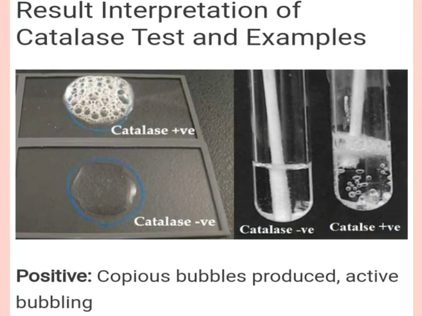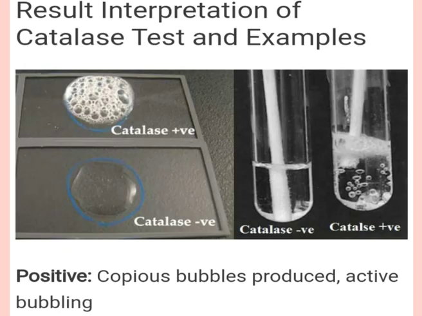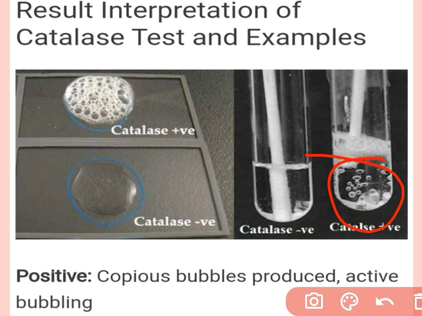If we inoculate a loopful suspension or a colony into a tube in which hydrogen peroxide is present, then such bubbles will be formed. If such bubbles are formed after dipping a colony of the test organism, then the conclusion is that the test is positive. And in a slide test, such copious bubbles are produced, which shows a positive catalase test.